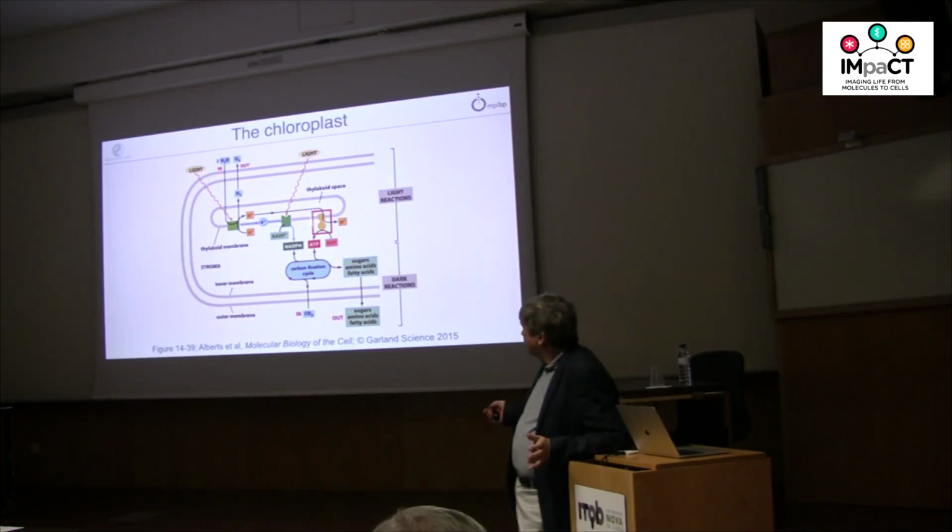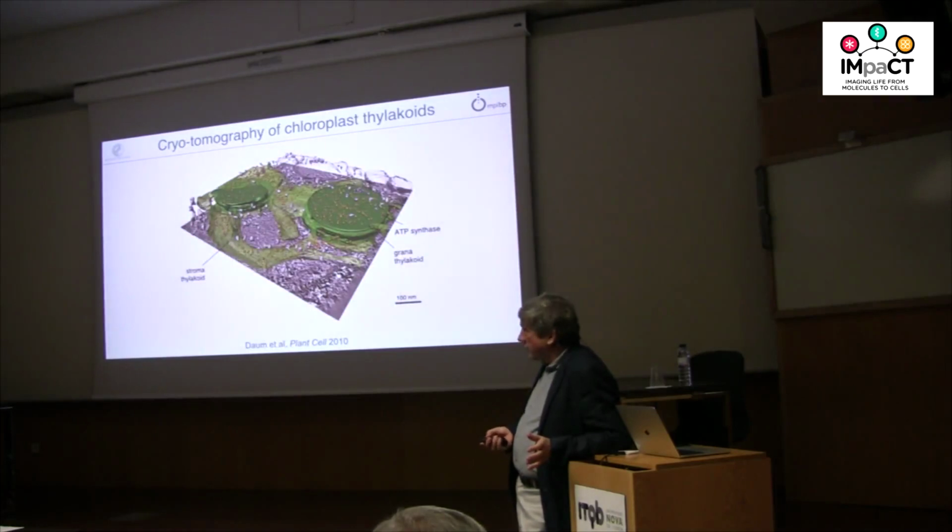You can isolate it in large quantities, and there's a lot of it. So this is a tomographic volume which is colored in artificial color. So every little yellow sphere is the F1 head of an ATP synthase, and these are the thylakoid stacks in green, and the external membranes connecting. So this is where the ATP synthase sits.